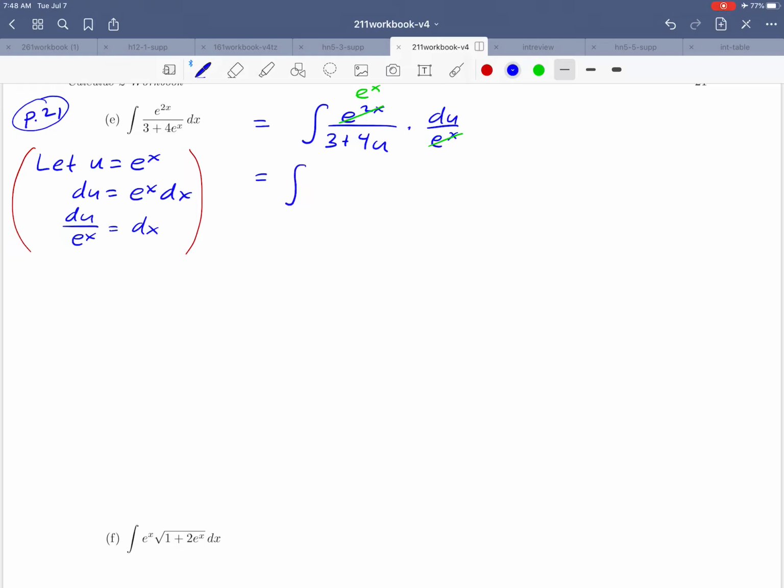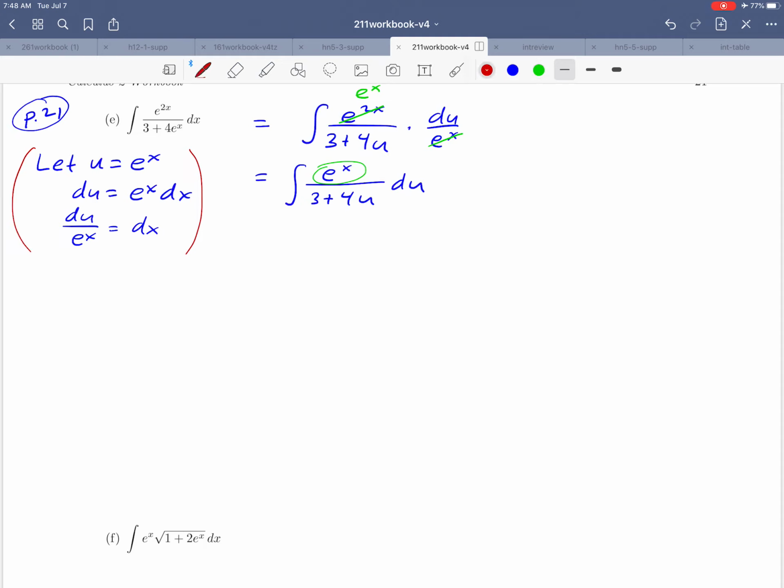So this integral simplifies down to e to the x over 3 plus 4u times du. Okay, but now we've got a problem, because we've got this e to the x that's still in the integral, and we're not done with this u substitution until u is our only variable. So what do we do with that e to the x? Well, you might remember we've been here before. We called this going fishing. We need to go fishing for an e to the x, find something to replace the e to the x with.